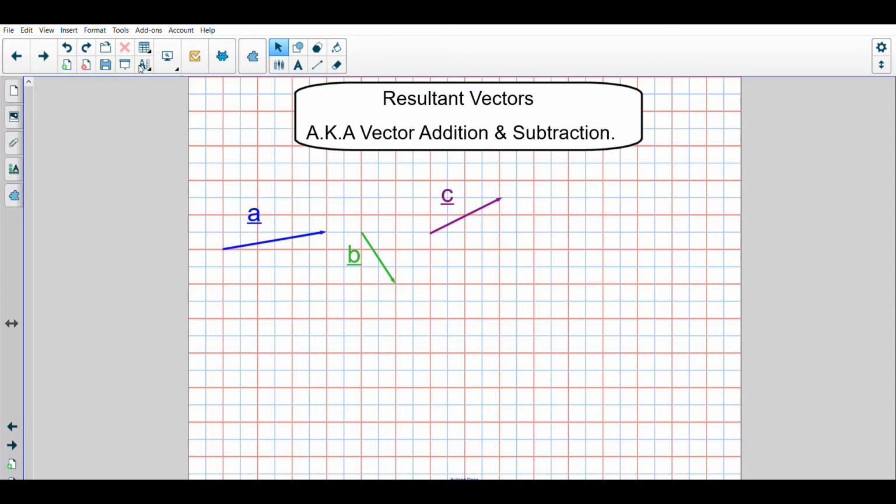In this video, we're going to be looking at resultant vectors, also known as vector addition and subtraction. So what happens when we add and subtract vectors?